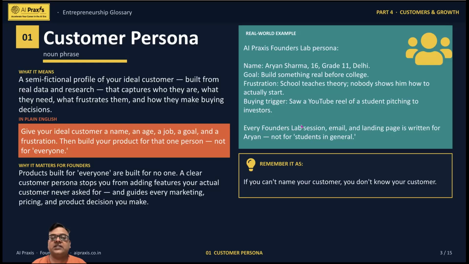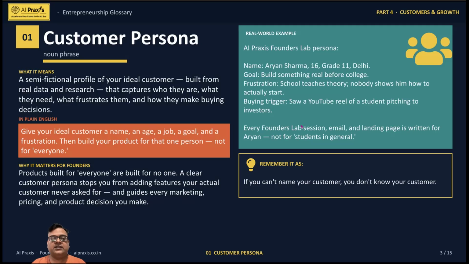Now, look at the Founders Lab example. There's a character that we're using, Aryan Sharma, 16 years old. He's in grade 11, studies in Delhi, let's say. His goal is very simple, to build something real before college. So before he enters any college, he actually wants to build something, right? His frustration is school teaches theory, but nobody shows him how to actually start. His trigger is seeing a YouTube reel of a student pitching.